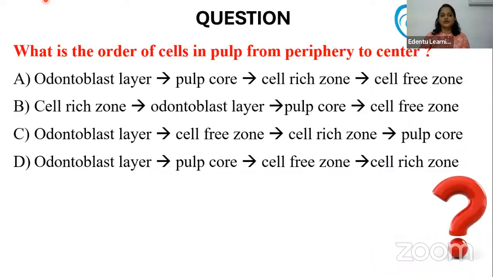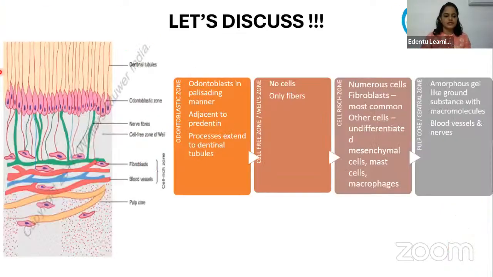Now, moving on to the next question. What is the order of cells in pulp from periphery to center? This is the histological arrangement of the zones of the pulp. You know that pulp has 4 zones, so they are asking you to arrange the zones from the periphery to the center. The answer is option C. First, we have the odontoblastic zone, then the cell-free zone, then the cell-rich zone, and at the center, we have the pulp core.